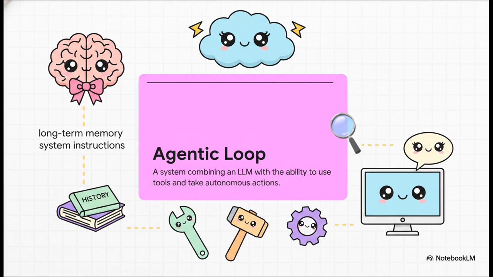Now, you might be wondering, how does an agent actually process a complex task without any human intervention? Well, unlike a simple prompt and response interaction, an agentic loop combines an LLM with the ability to use tools and take autonomous actions. And this is where the real magic happens. When a task comes in, the agent doesn't just instantly spit out a text response. Instead, it continuously assembles this massive context window. It pulls together the conversation history, its own long-term memory, system instructions, and crucially, a list of available tools it can use to solve your specific problem.